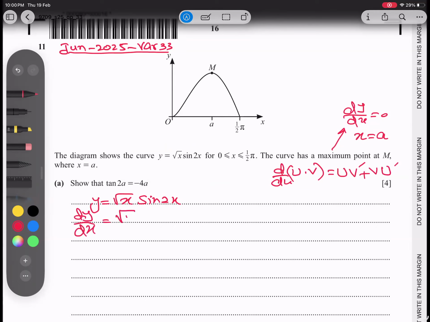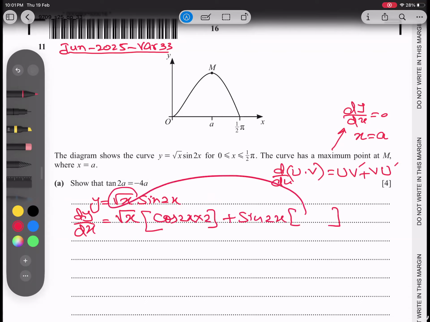So this u, the first function, copy, I think that's clear, and multiply in the bracket the derivative of this, and plus, then onwards reverse: sine 2x copy into the derivative of this. And what is this derivative, students? You know, the derivative of sine is cos 2x multiplied by 2, which comes from the angle's derivative. And what about root x? Half comes down and the power is one less, negative half.